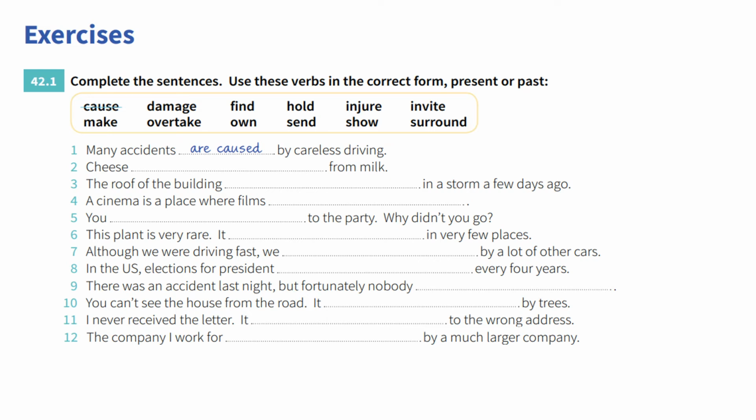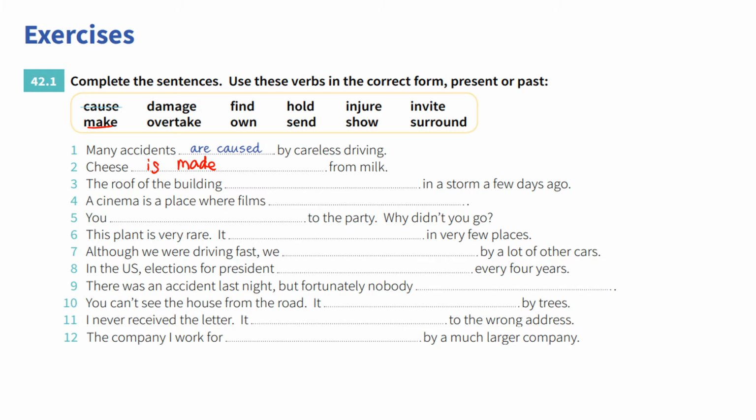Now let us do exercises. Complete the sentences. Use these verbs in the correct form, present or past: cause, damage, find, hold, injure, invite, make, overtake, own, send, show, surround. Many accidents are caused by careless driving. Cheese from milk. Cheese, non-countable, is made. Cheese is made from milk.